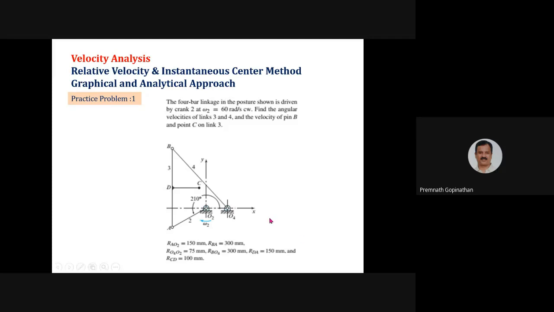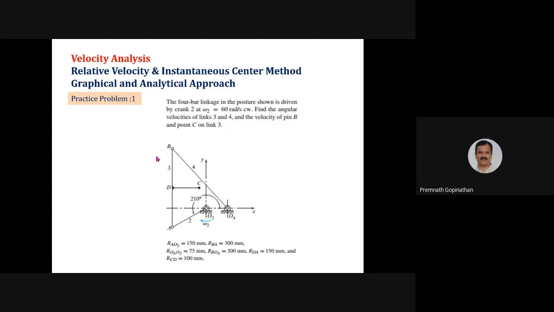Now this question, here you're given a 4-bar mechanism, in which the crank 2 angular velocity is given, that is 60 radians per second clockwise, and you're asked to find out what is the angular velocity of link 3 and link 4, and also the velocity of the pin at point B and point C.